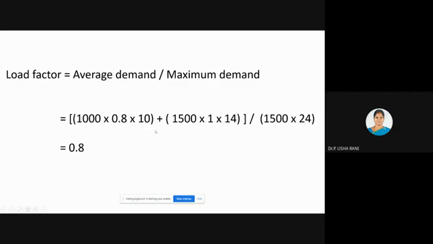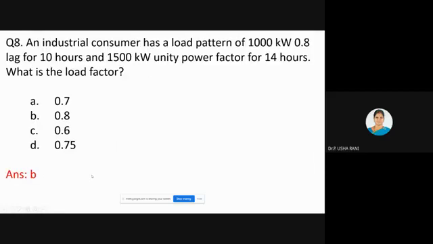Then that is your total average demand divided by maximum demand. Maximum demand in the two loads is 1500 for 24 hours. So you divide your average demand by maximum demand. Your answer is 0.8. So option B is the correct answer.